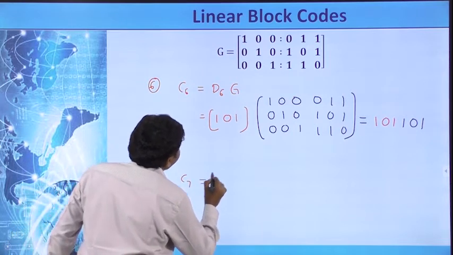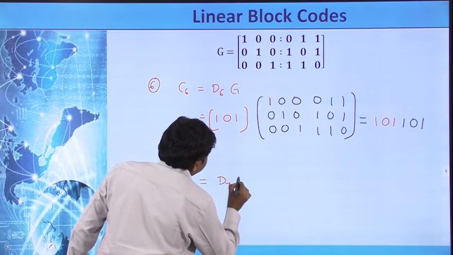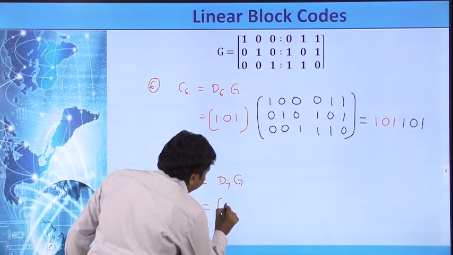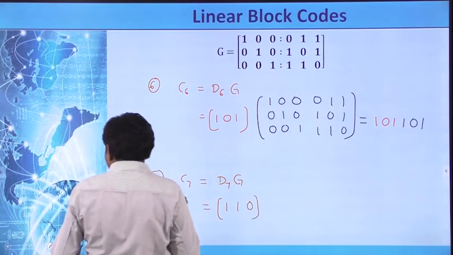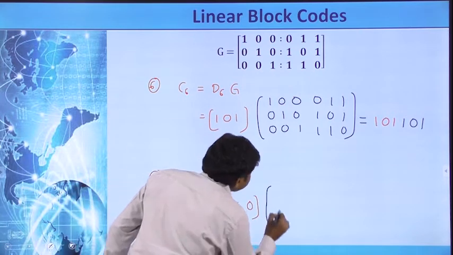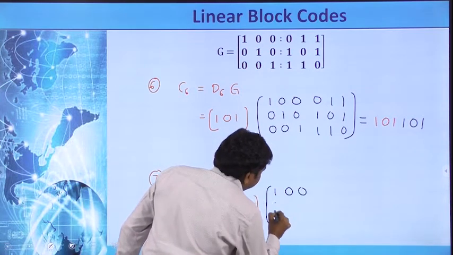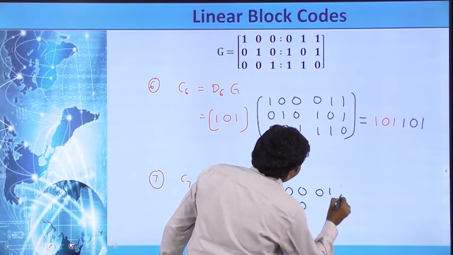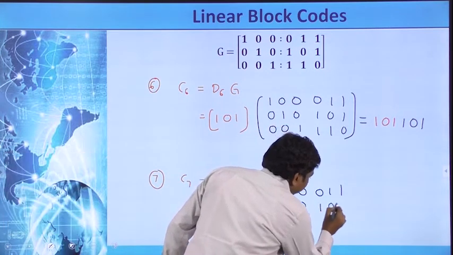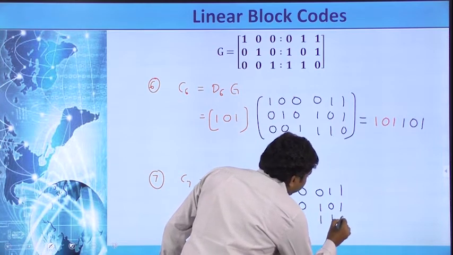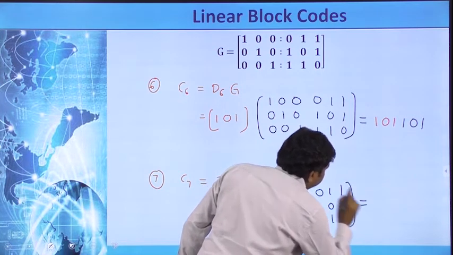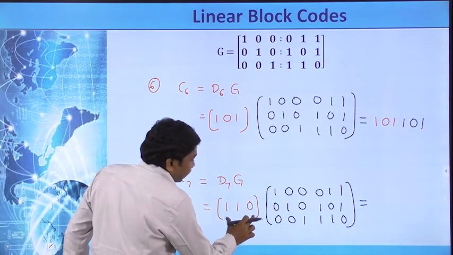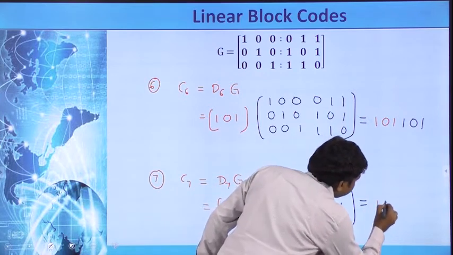Similarly, next code word, that is the seventh one. C7 equal to D7 into G, where D7 is 1 1 0. The G matrix is 1 0 0 0 1 0 0 0 1 0 1 1 1 0 1 1 1 0. So multiply these two matrices in order to get the code word. The first three bits are multiplied with the identity matrix, so this is as it is.